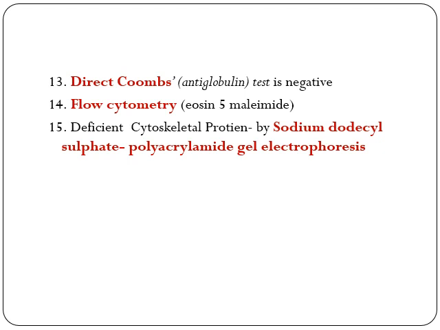The full form is sodium dodecyl sulfate polyacrylamide gel electrophoresis. In this, we can see the deficient cytoskeletal protein. Whether it is a deficiency of ankyrin or a deficiency of spectrin, we can estimate that by a specific form of electrophoresis that is termed SDS-PAGE.